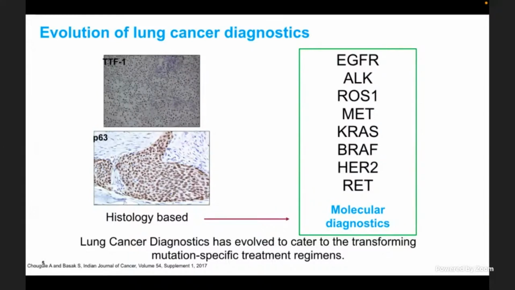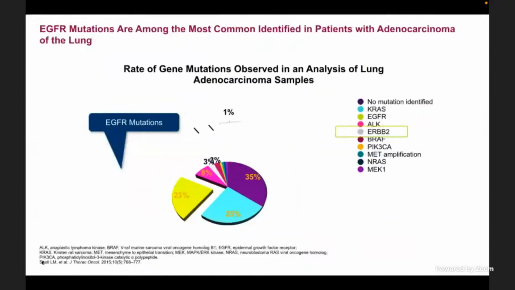So whenever we are seeing adeno or squamous, we are not happy. We need much more. So the basic minimum, we are asking for EGFR, ALK, ROS, and now in the last few years, additional markers have come in like MET, RAS, KRAS, BRAF, HER2, RET. So these are the newer markers which we are supposed to do for every patient with probably adenocarcinoma on the histology.